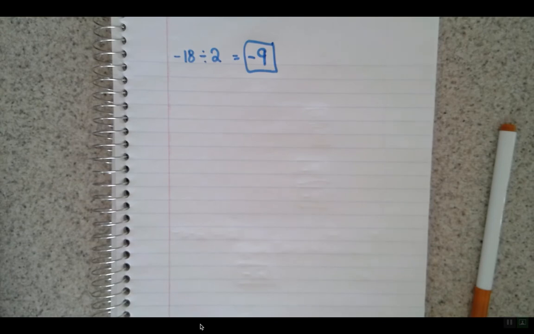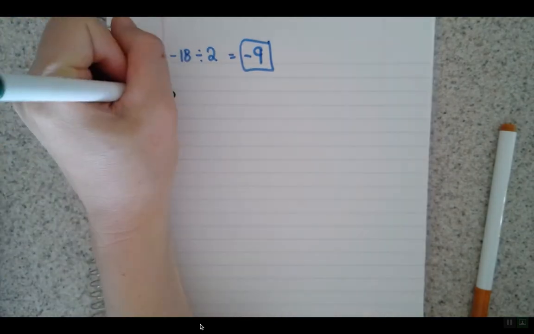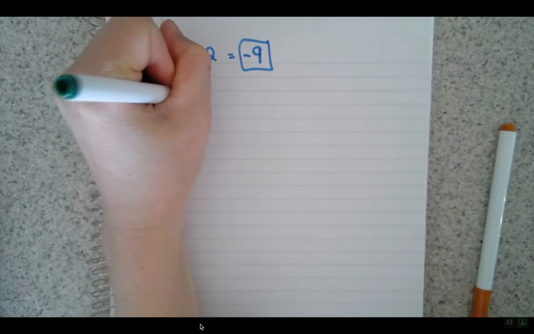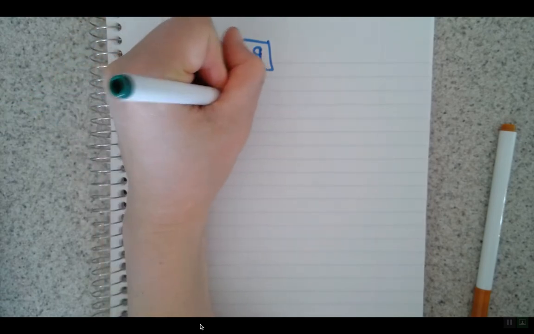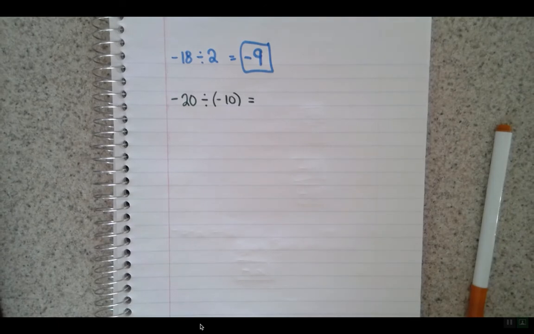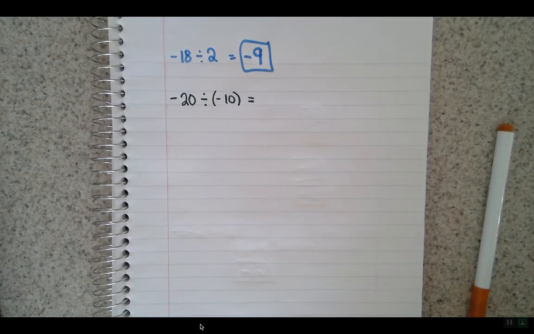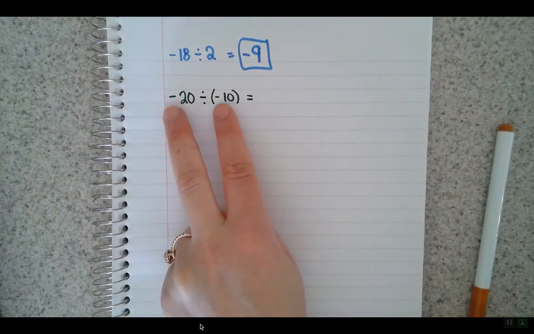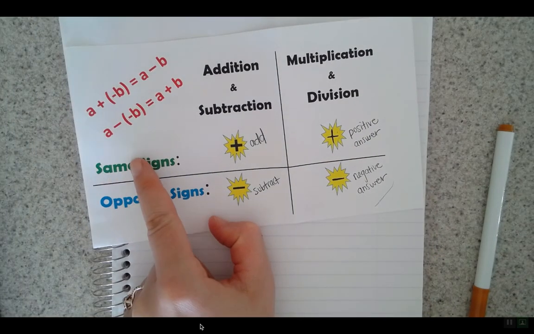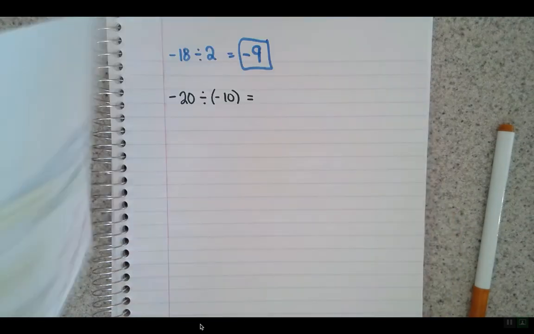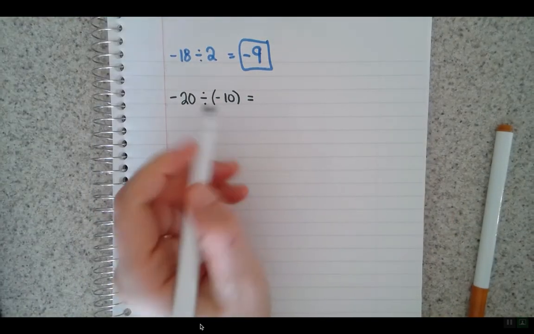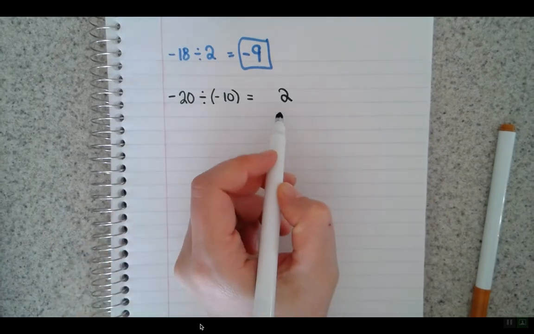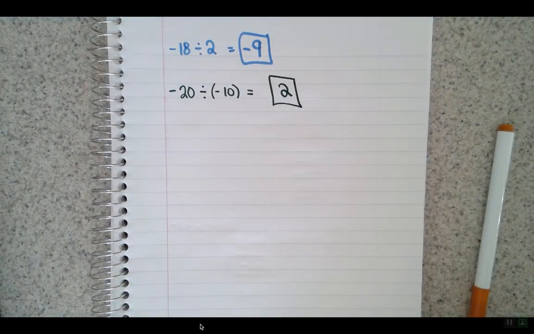Okay, here's another example. Negative 20 divided by negative 10. Is this an opposite signs problem or a same signs problem? This would be considered a same signs problem because both the 20 and the 10 have negatives in front. Same signs, positive answer. 20 divided by 10 is 2, and I know my answer must be a positive 2 because this is a same signs problem.